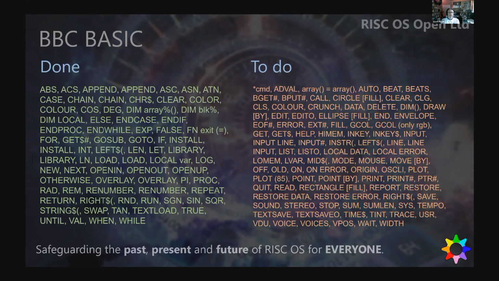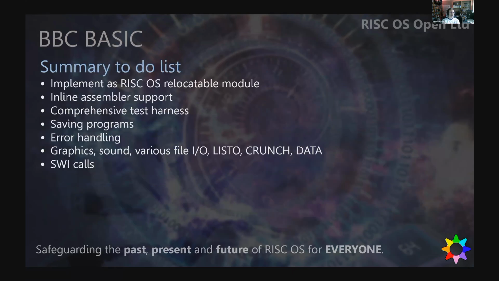So hopefully that gives you a sense of how things have been progressing, and what that all means in actual tasks. RISC OS at the moment just runs as an application. It doesn't run as a relocatable module. So that's just some under-the-hood plumbing that needs to change. I'm not doing inline assembler support at the moment, but it will do eventually.